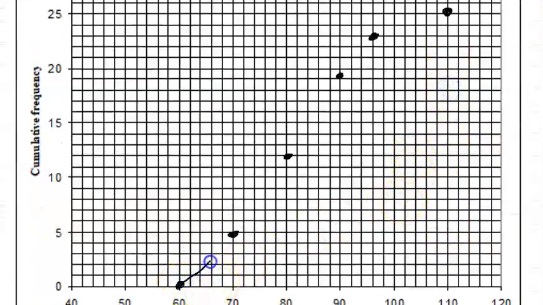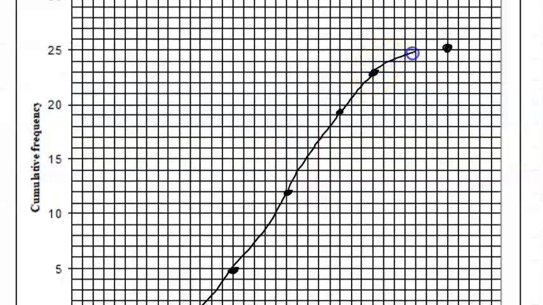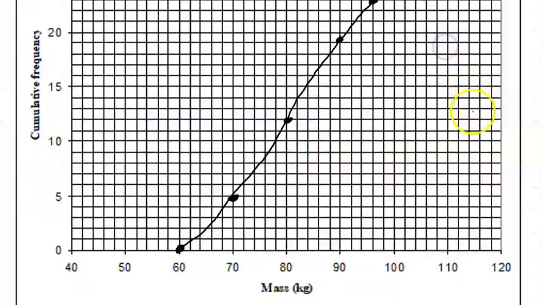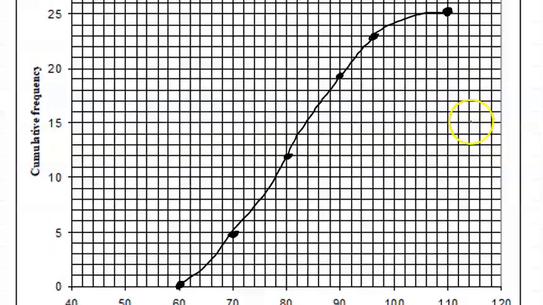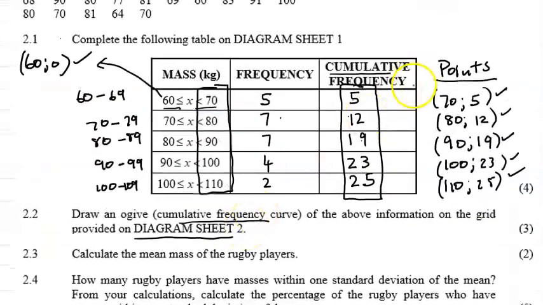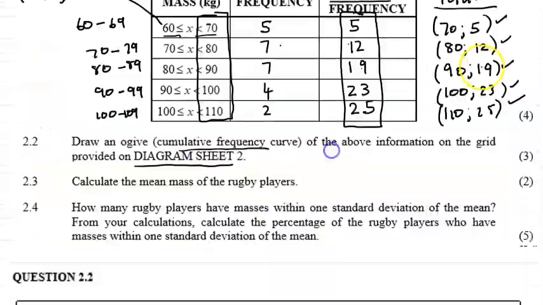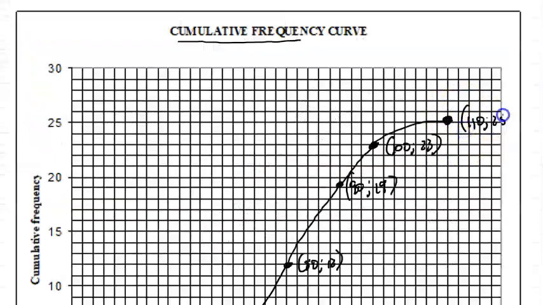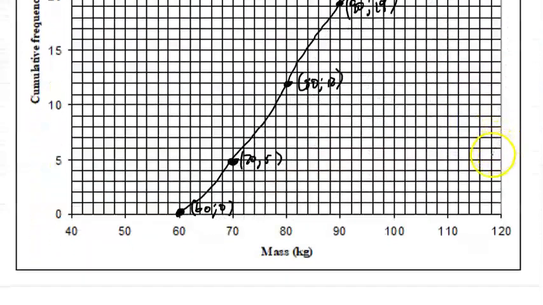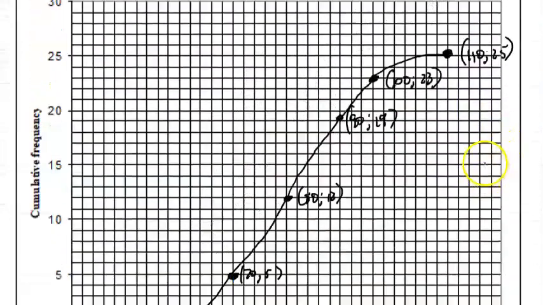So as you can see, guys, when you plot all of these, or join all of these points, you are going to get an S-shaped curve. And there you go. That's your cumulative frequency curve. So just make sure that all of your points are there. So once again, we got 70 and 5. Now that we have all of our points, let us answer our questions.